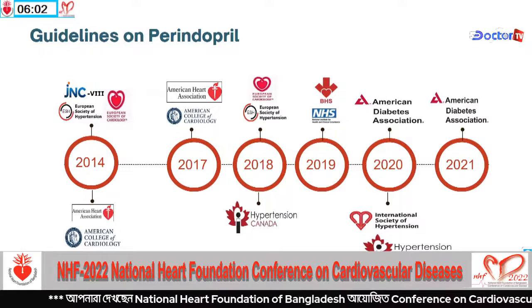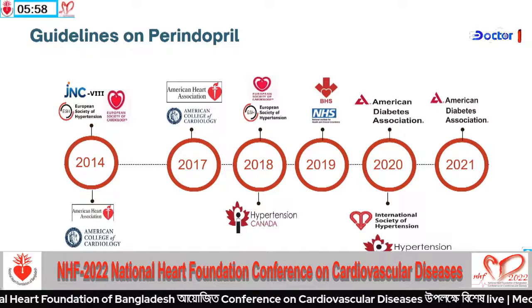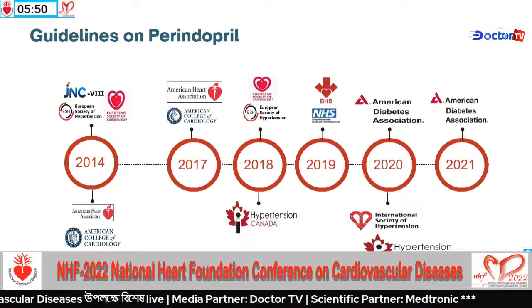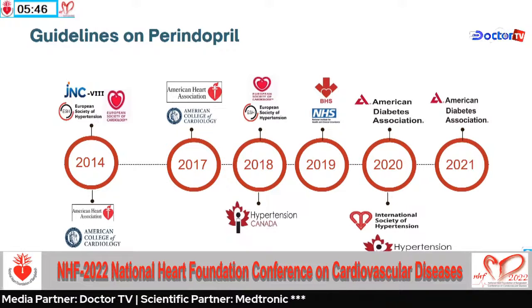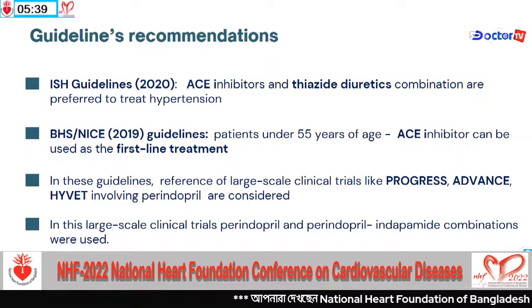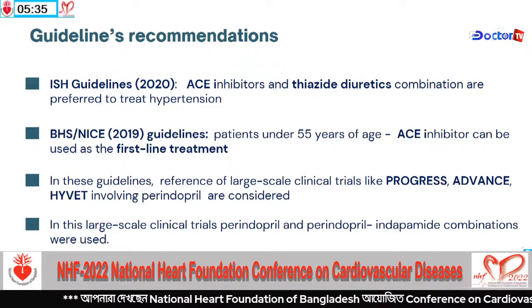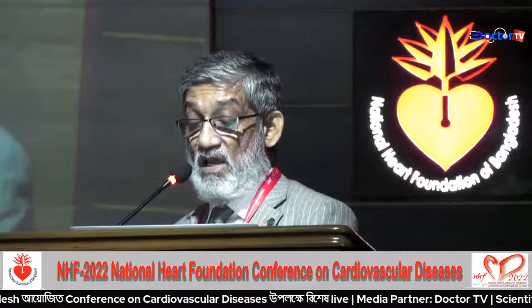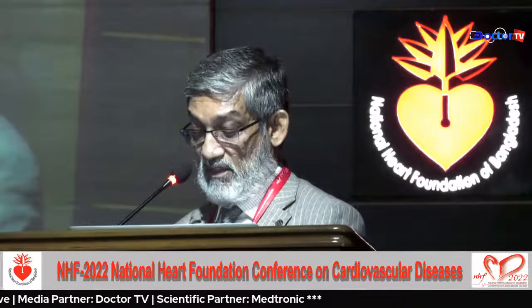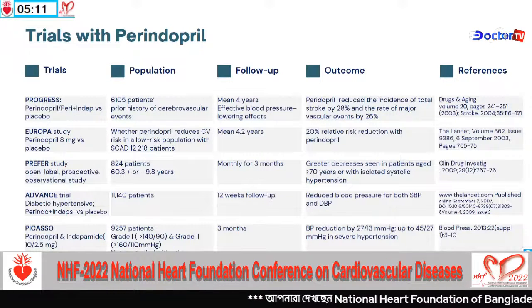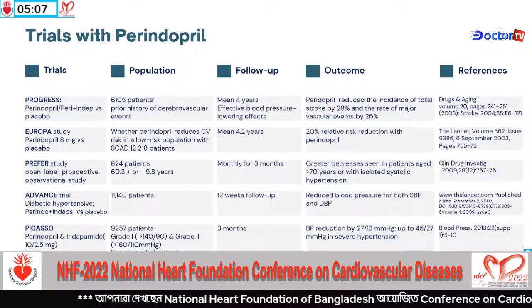And to do that, we have leading hypertension specialists around the world forming forums and presenting us evidence-based recommendations for the choice of an effective therapeutic strategy as well as therapeutic drugs. In all these guidelines, for example the ISH guideline 2020 as well as the NICE guideline on hypertension 2019, the recommendations are mostly given as ACE inhibitor as the primary or initial choice of drug. And these recommendations are based on big studies like PROGRESS, ADVANCE, HIBET, which feature perindopril as the core molecule of therapeutic agent. For example, take these five big studies accumulating more than 40,000 patients from a cross-section of hypertensive patients.